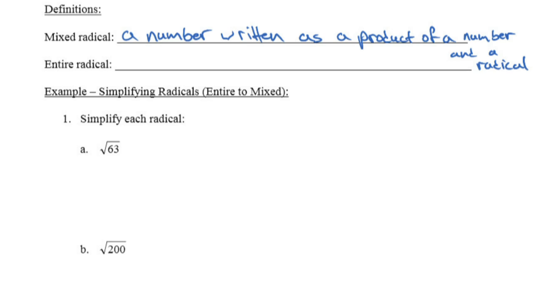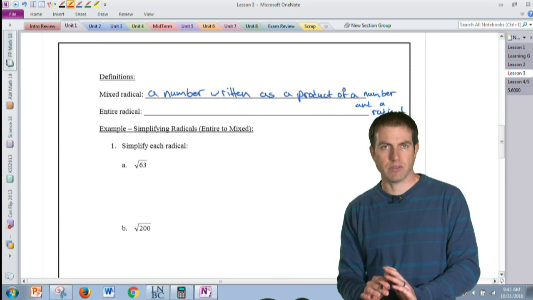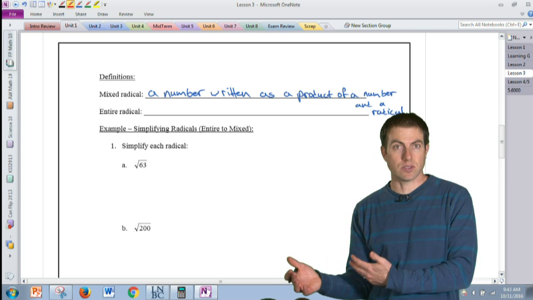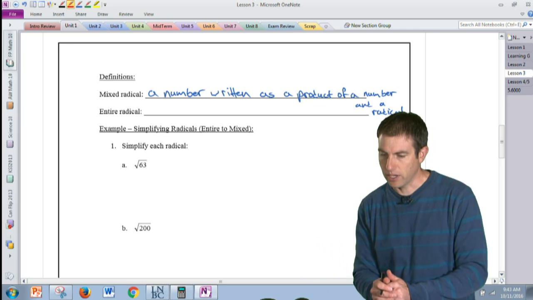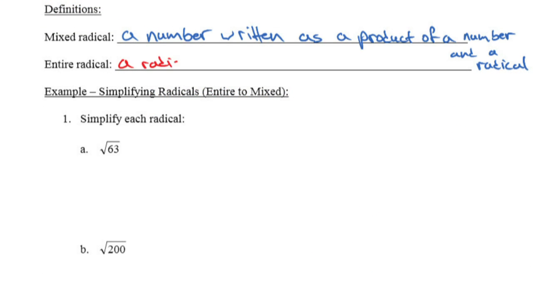We'll talk about mixed radicals kind of like mixed fractions. You guys have dealt with those before. And entire fractions, exact same concept, mixed fractions, entire fractions. Now we're just extending it to radicals. So we have mixed radicals and entire radicals. An entire radical is a radical with a number under it. That's not a math definition. That's just a Mr. Borden, keep it simple type definition.